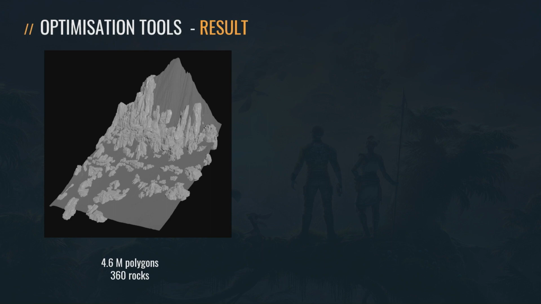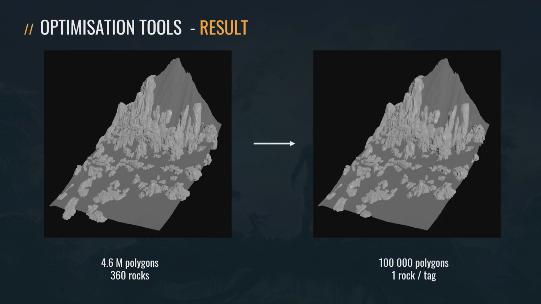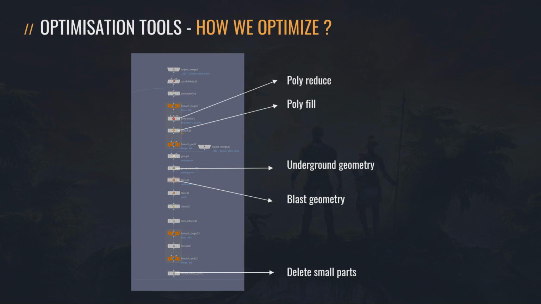One of the final tools that we created, which we talked a bit about, is the optimization tool. As you can see, we start with 4.6 million polygons and 360 rocks, and we end up with 100K polygons and 1 rock per tag. Quickly, what it does is, for example, we take a rock and poly-reduce it in order to heavily reduce the poly count of that mesh. We usually keep only 20% of the poly count.